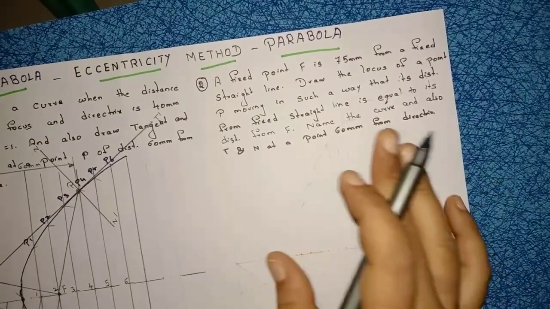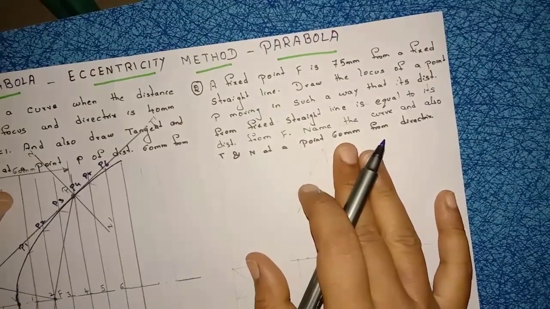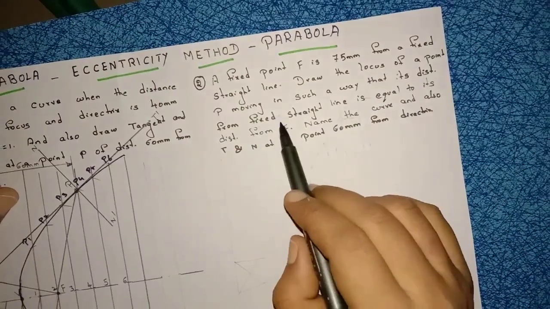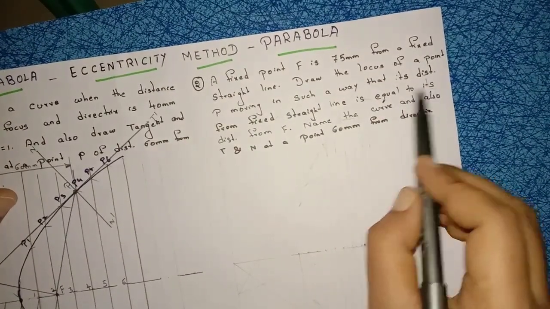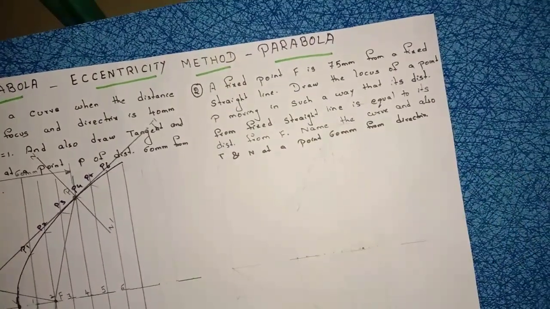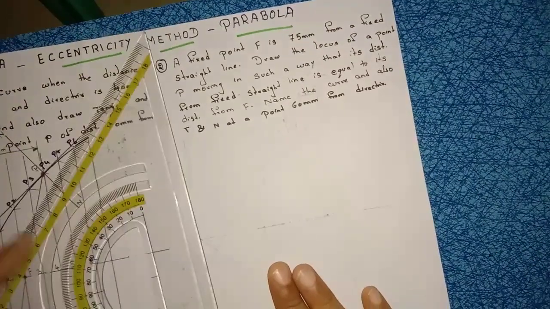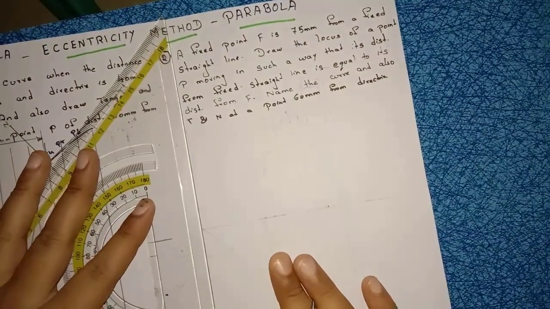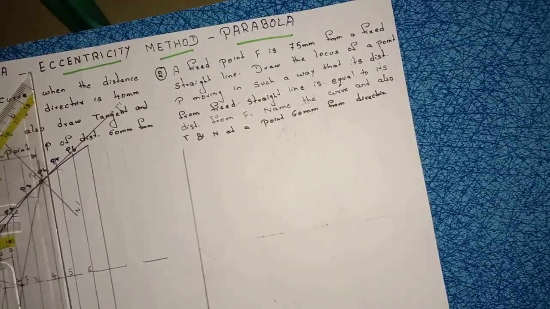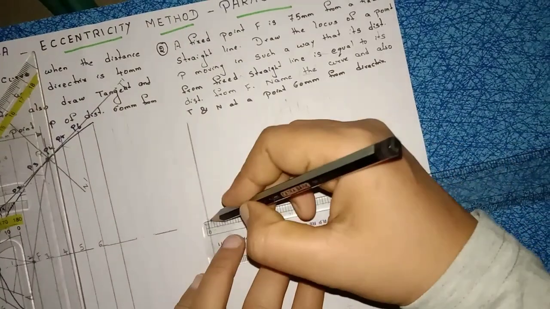So same question here. If you observe carefully, he didn't mention the e value. But instead of the e value, he mentioned one condition that the distance from the fixed straight line is equal to its distance from point F. So equal distance. If it is equal distance also, you have to construct a parabola. So same process, draw the directrix line of any length. Then next, draw the axis line of any length.